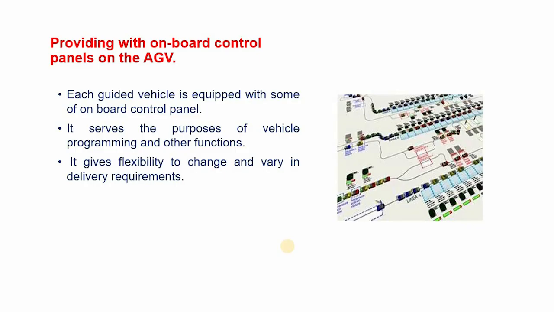The onboard control panel helps to avoid collision between the vehicles and other parts or human beings. It serves the purpose of vehicle programming and other functions of the automated guided vehicle system. It gives flexibility to change and vary the delivery requirements.